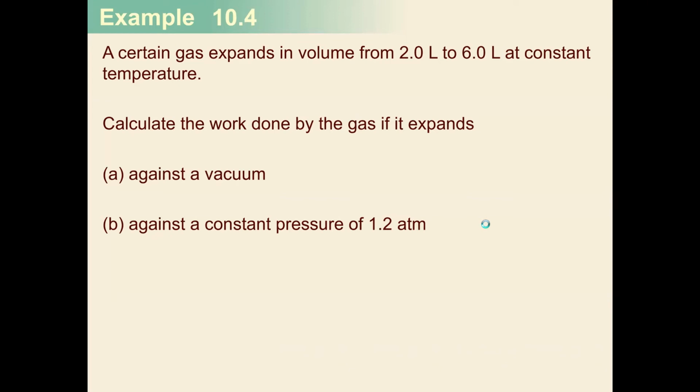A certain gas expands in volume from 2.0 liters to 6.0 liters at a constant temperature. So let us first look at that our 2.0 to 6.0 is going to be an expansion. Remember that if our volume is getting bigger, we would expect our work to be considered negative. So how do we do this? Well, let's look at what they ask. Calculate the work done by the gas if it expands against a vacuum.